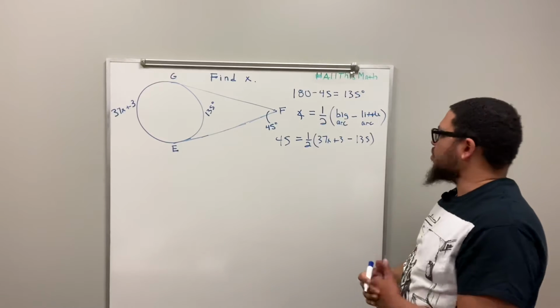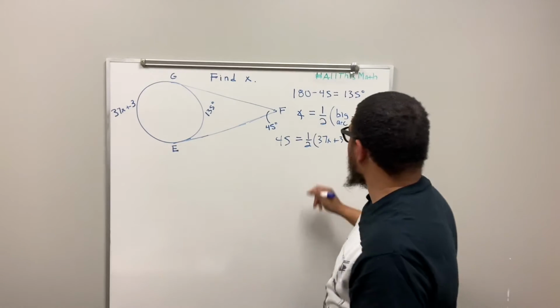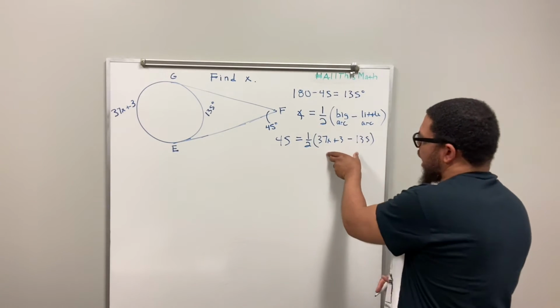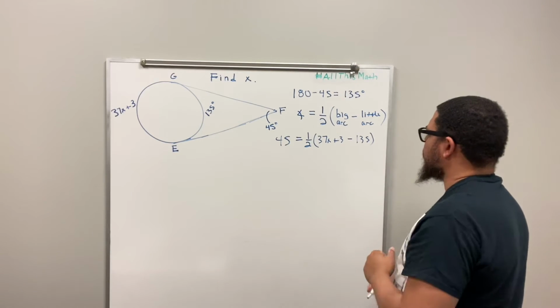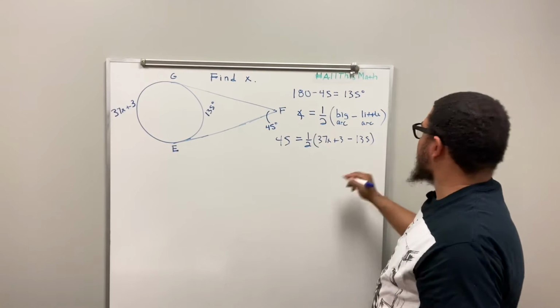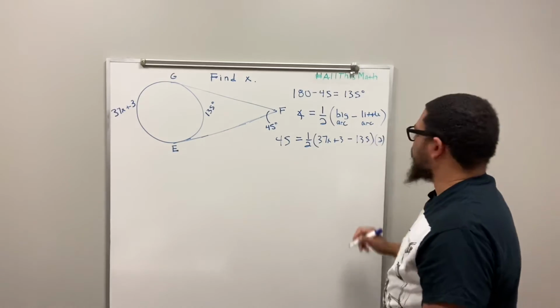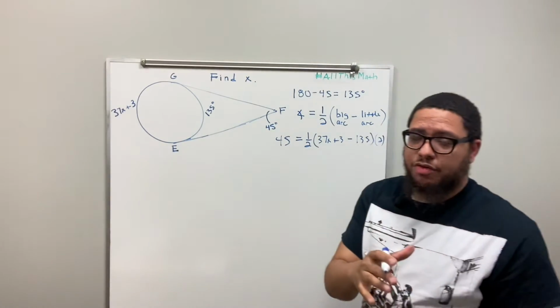Right? Now I got to do some algebra. First thing I'm going to do, I'm going to combine the like terms inside. Actually, no. First thing I'm going to do, I'm going to get rid of this 1/2. I'm going to multiply by 2 on both sides. That's how we get rid of the 1/2, right?